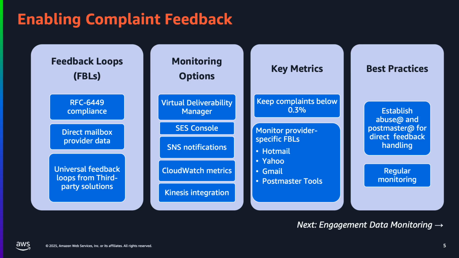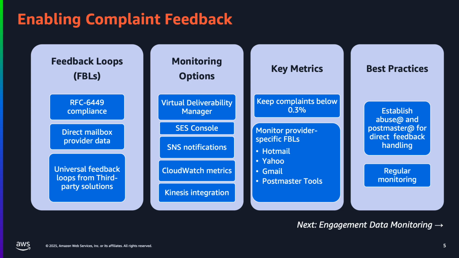The primary mechanism for complaint feedback is through standard feedback loops defined in RFC 6449, where mailbox providers send complaint data directly to senders. SES does provide complaint data in the SES console and it can be ingested as event data through other AWS services like Kinesis, CloudWatch, and SNS. SES also has a feature called Virtual Deliverability Manager that is an out-of-the-box dashboard that allows for deep diving into complaint sources and metrics.